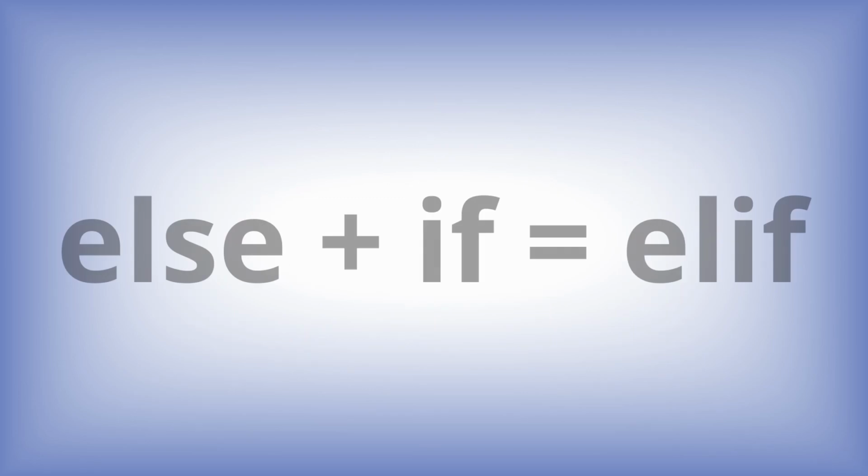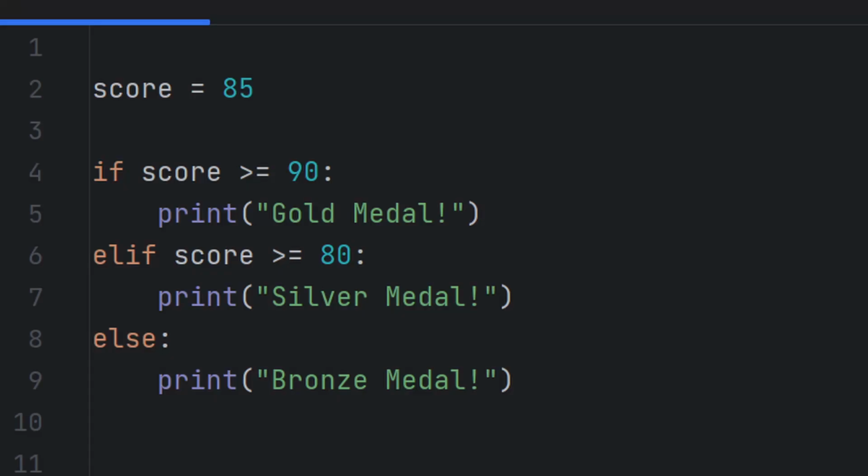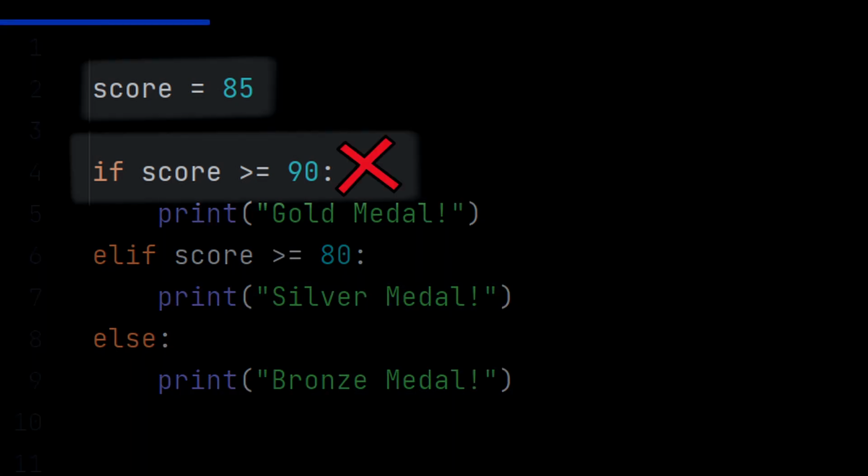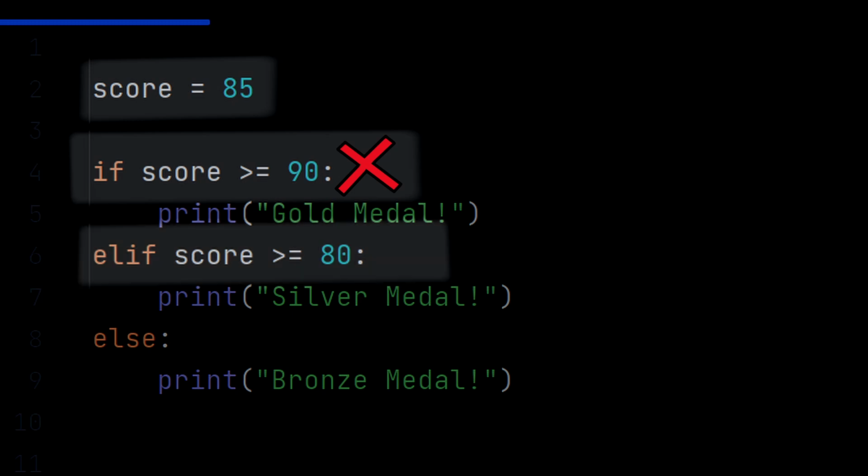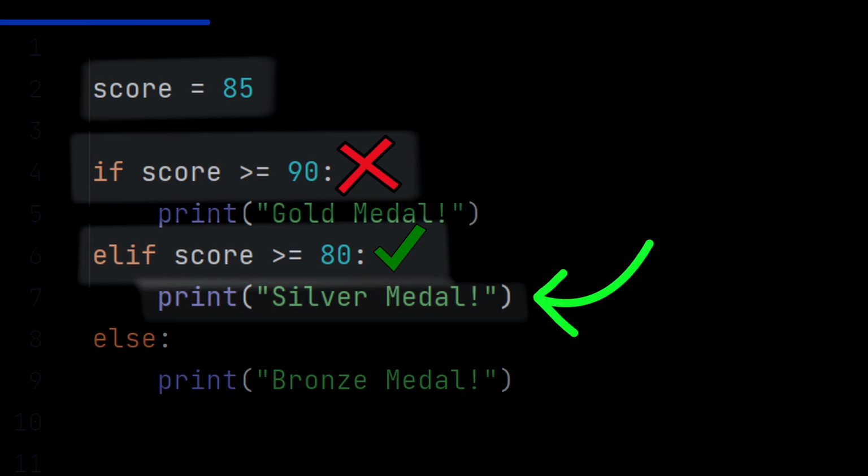This all changes with Elif. Elif is just a contraction of else if. What we can do now with these Elif statements is if the first condition is not met, in this case the score would have to be greater than or equal to 90, which it is not, we can check another condition. In this example, the other condition we are checking is if the score is greater than or equal to 80. If this condition is met, then we run the code underneath, which in this example is what happens.